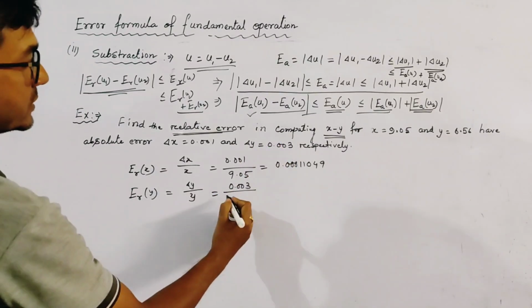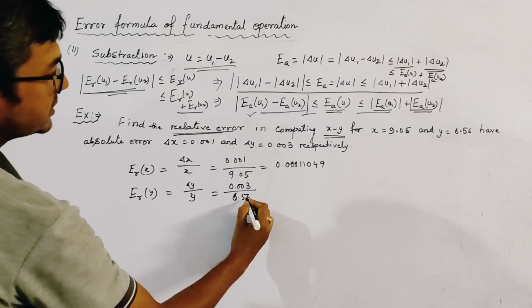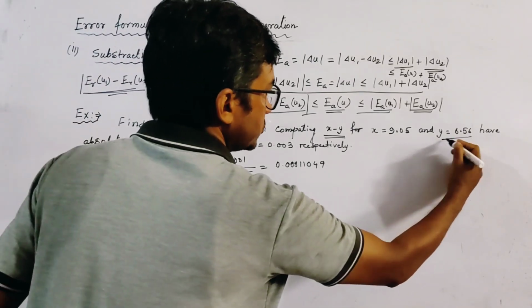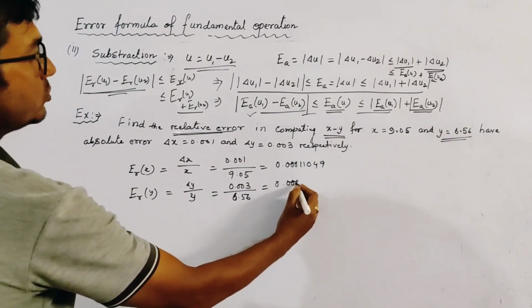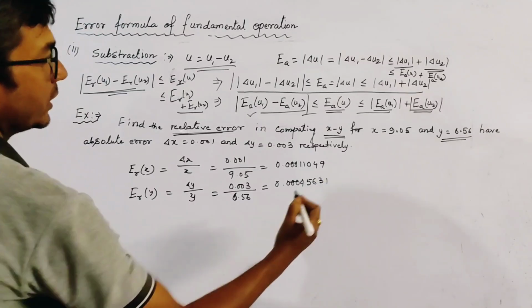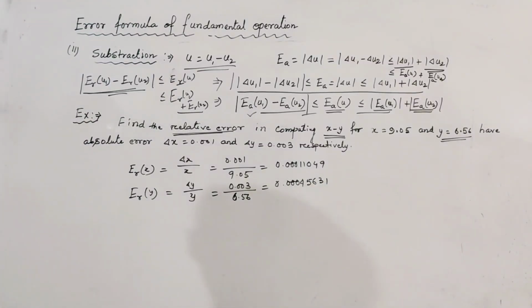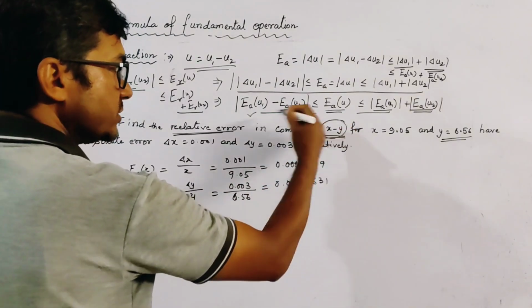Okay, and similarly relative error of y, this is given by delta y by y, and this gives 0.003 by 6.56, y is given, and this result is approximately 0.0004631.